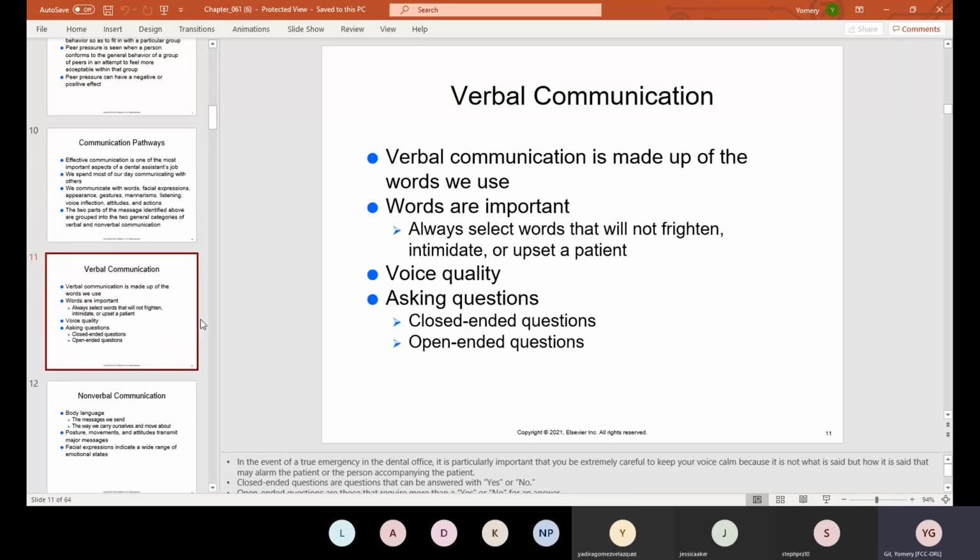Okay, so verbal communication is made up of the words we use. Words are important. Always select words that will not frighten, intimidate, or upset a patient.